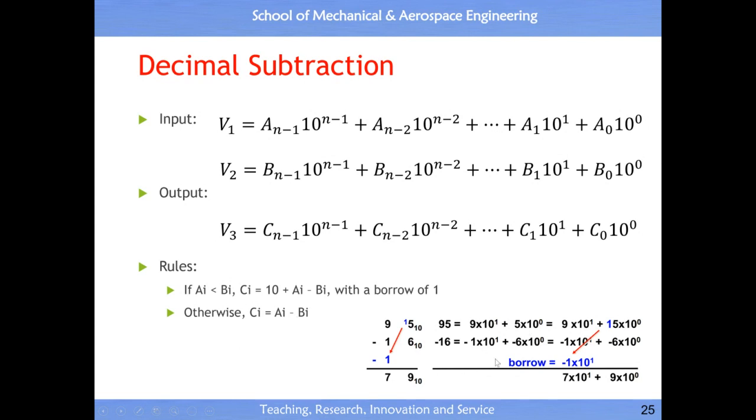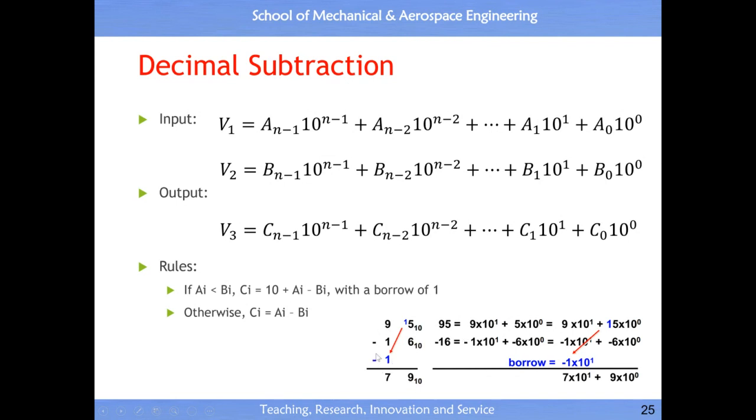Here is a simple example: 95 minus 16. At this location, you will see 5 minus 6. A is smaller than B, so we must borrow 1, which is a 10, from the left-hand side. With a borrow of 1, we actually get the value 10. So 10 plus 5 is 15, 15 minus 6 gives us 9.